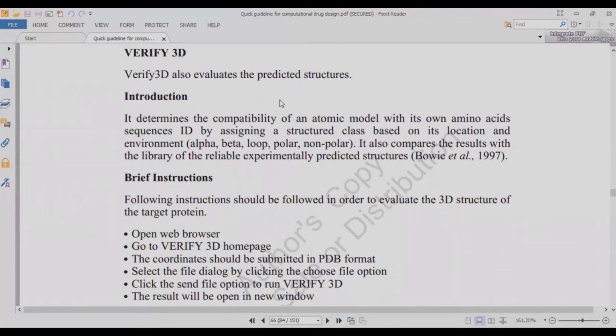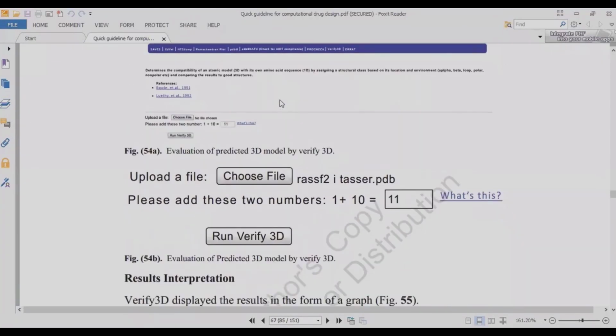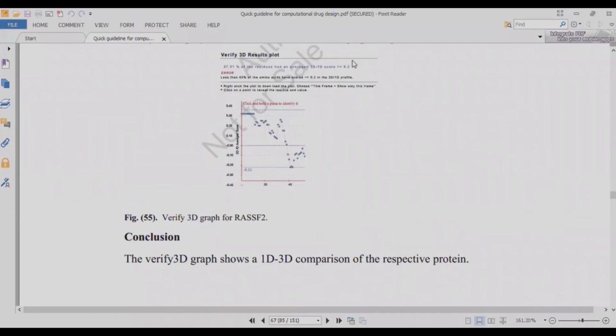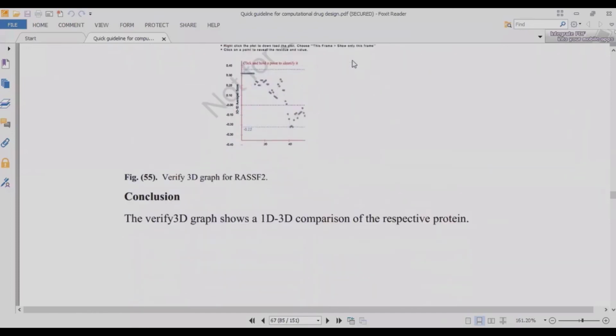And then they give you a Z score or other parameters on the basis of these evaluations. I hope you guys got the point. So they generate a library of the values, and now they are using those values to evaluate the structure. So this is the home page, and after that we have the conclusion that the Verify 3D graph shows a one-dimensional and three-dimensional comparison of the respective proteins, one from the library and one the receptor protein.